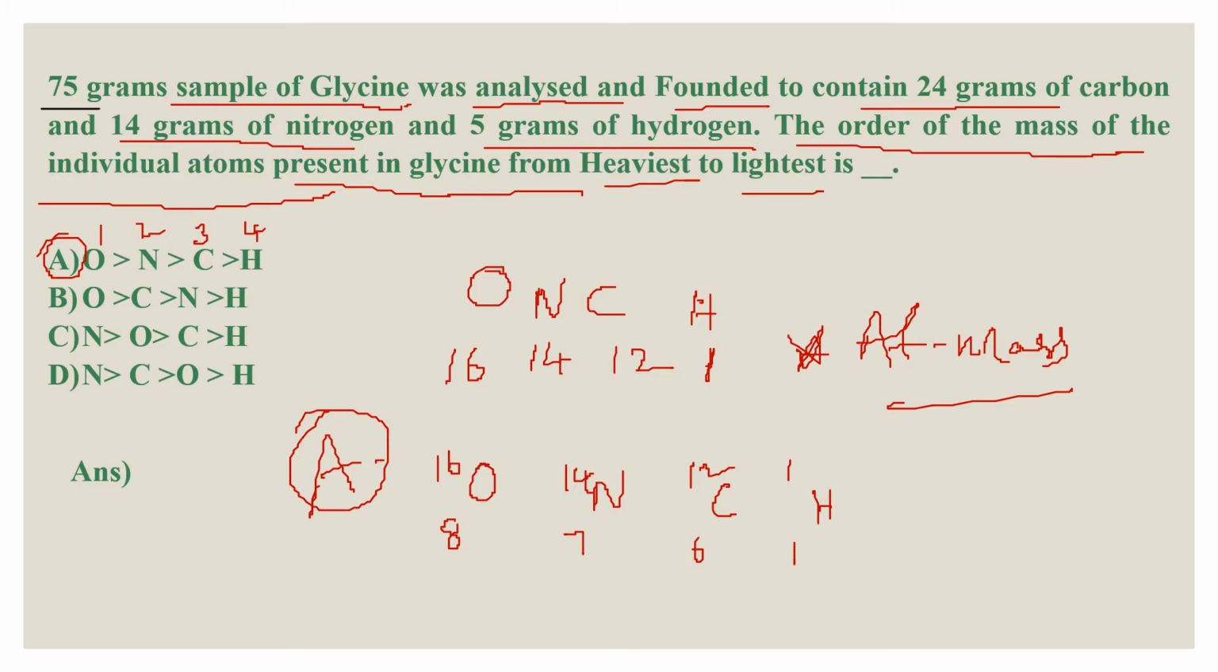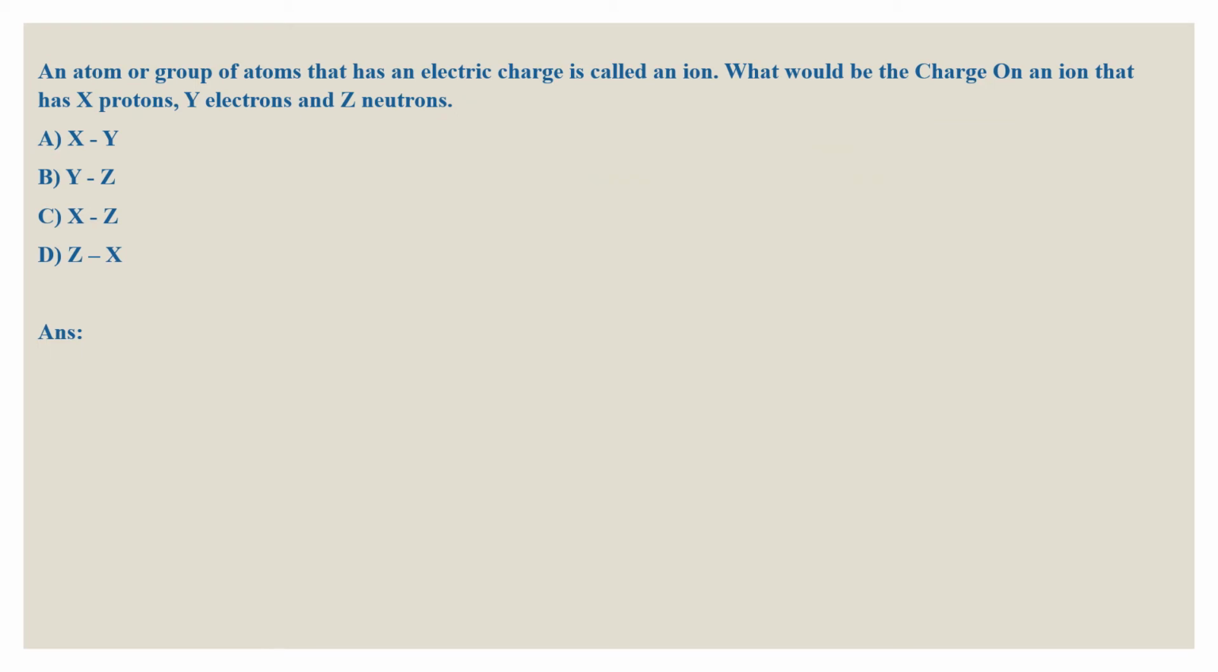Thank you. Next question. So here, an atom or group of atoms that has an electric charge is called an ion. What do you mean by ion? Whether it is a positive or a negative ion on the element, then we can call it an ion, positive or negative.